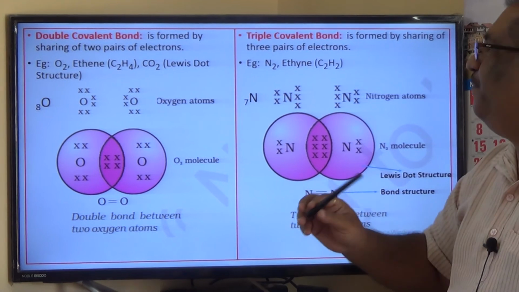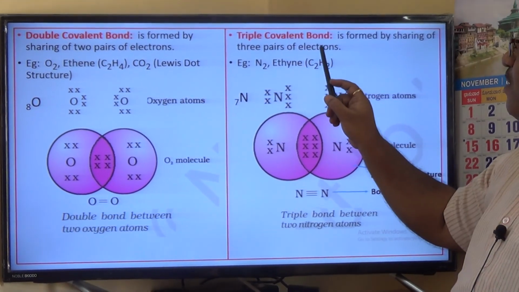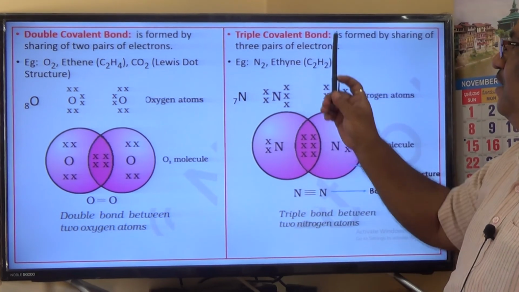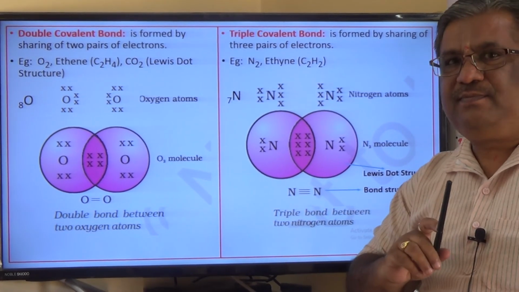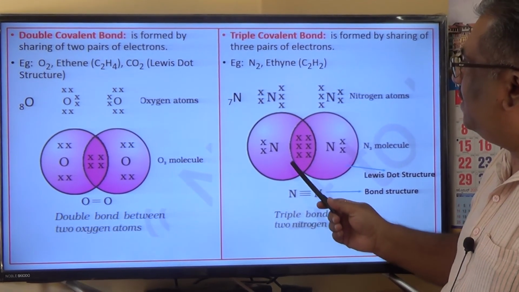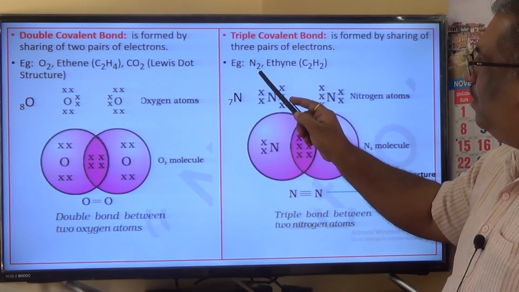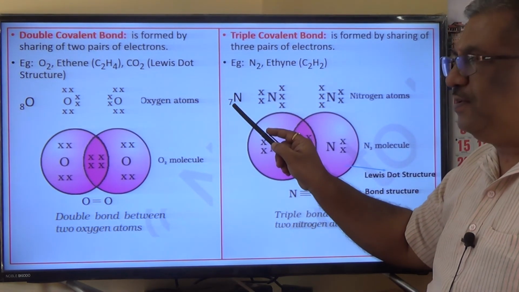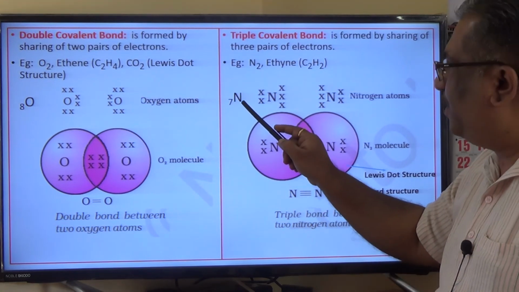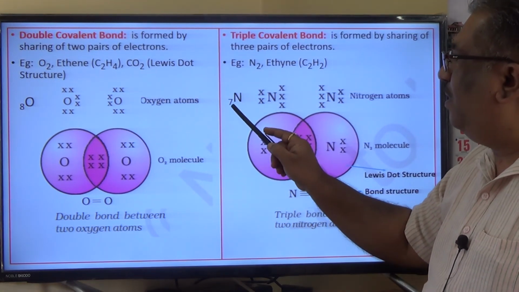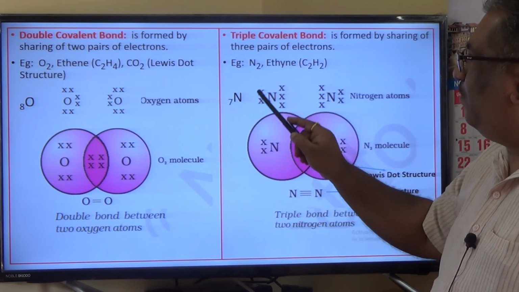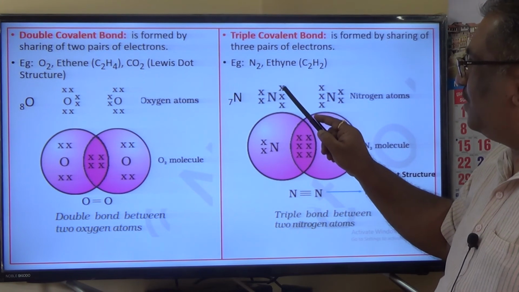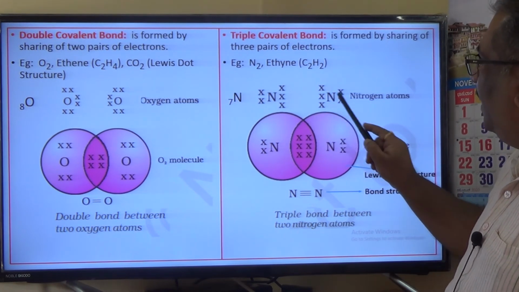Okay, now next. So what is a triple covalent bond? When 3 pairs of electrons are shared between the elements, it forms a triple covalent bond. Now here you can have a look at this nitrogen molecule. Nitrogen's atomic number is 7, therefore the total number of electrons is also 7. Electronic configuration is 2, 5, and therefore there are 5 valence electrons in the outermost shell, represented by crosses. Another atom, yes, 5 electrons.